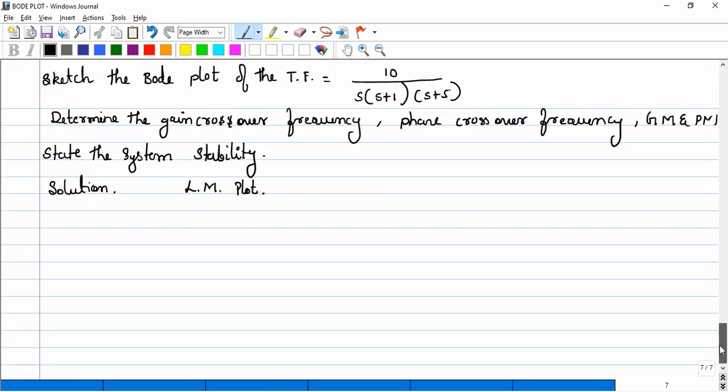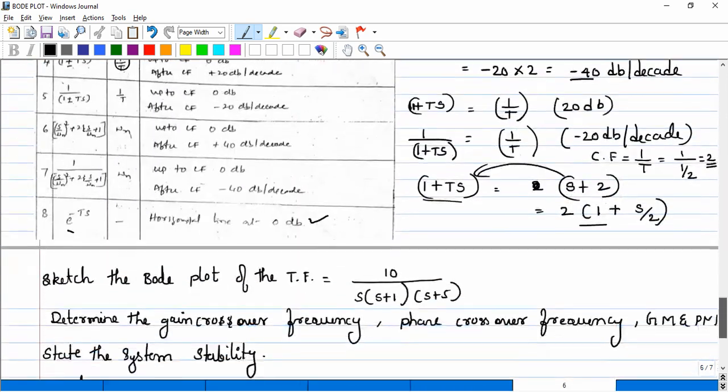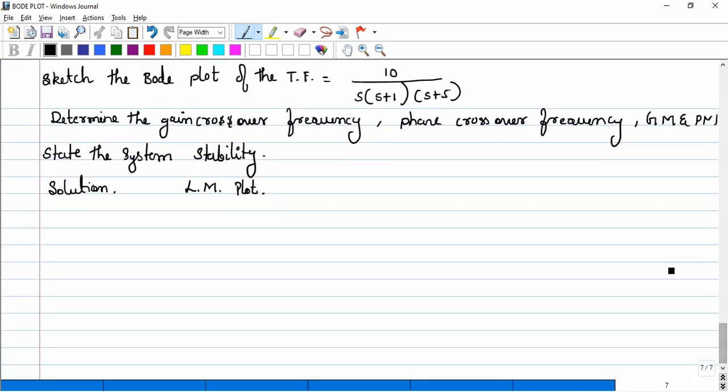In the given problem, we have gain k, that is constant 10, and we have the derivative factor 1 by s, and first order factors, that is s plus 1 and s plus 5. Whereas s plus 5 is not in the standard form. What is the standard form of the first order factor? That is 1 plus ts. So it should be in that form. So the first step will be to rewrite the given problem in standard form.